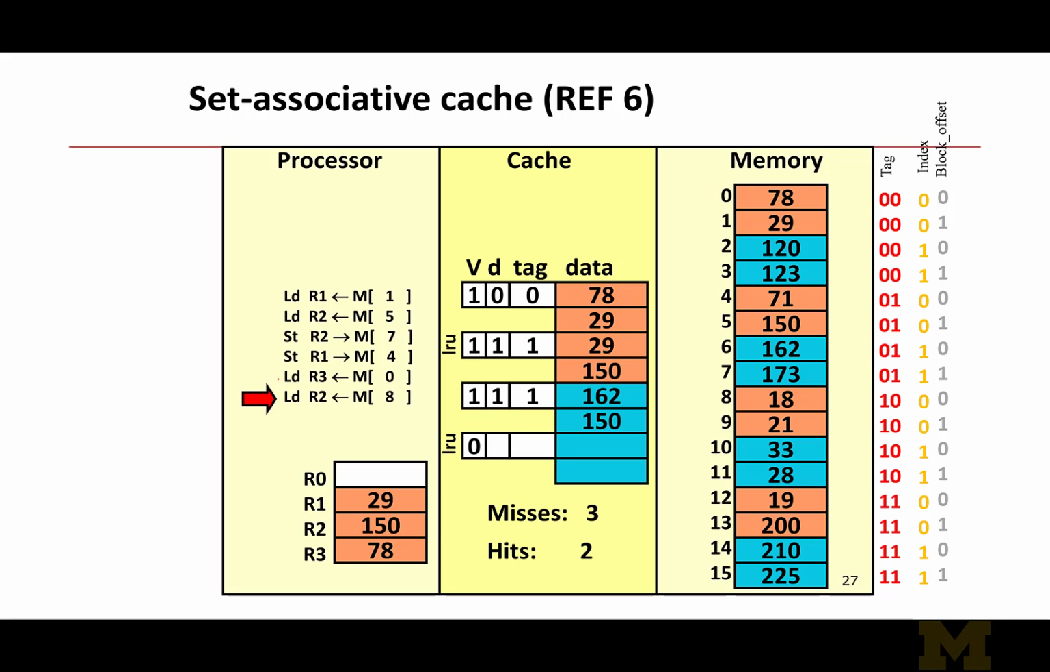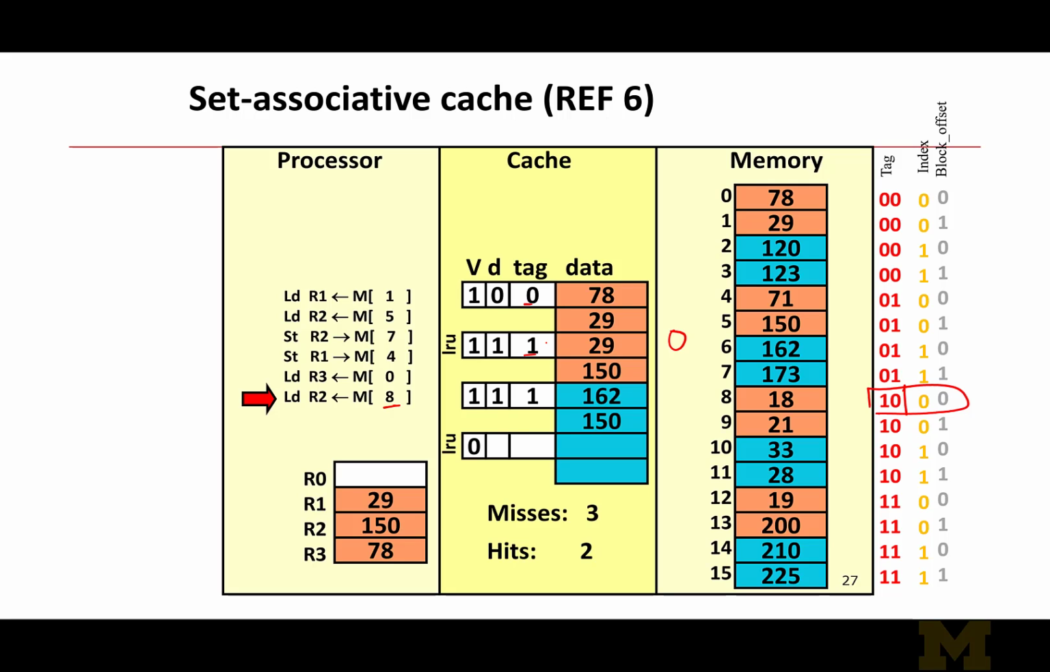And then I finally have the load to the address 8, which is also going to map to the cache set 0. It has a tag of value 10, which in binary stands for a decimal value of 2. Now I'm going to compare that to tag 0 and 1. Neither of them matches, so therefore it is a cache miss.